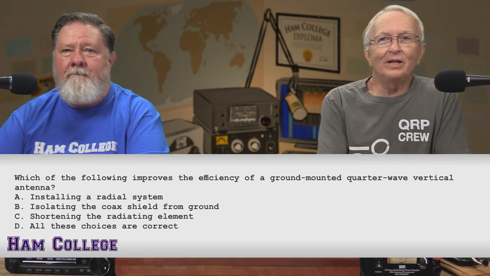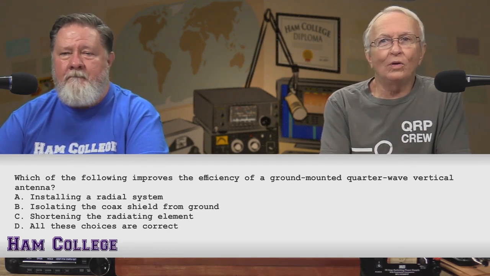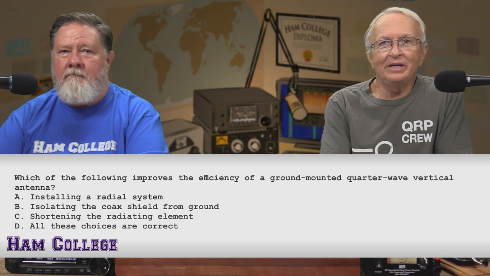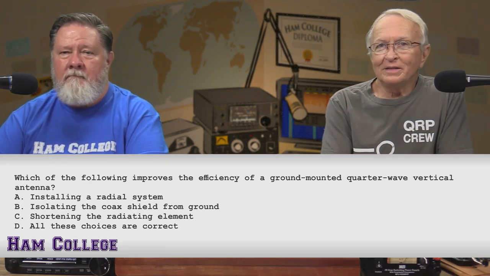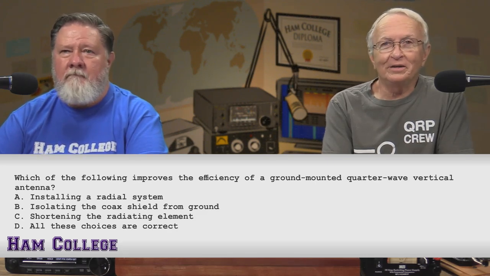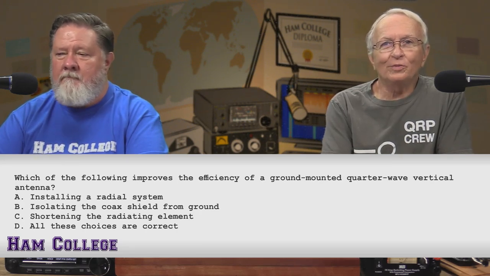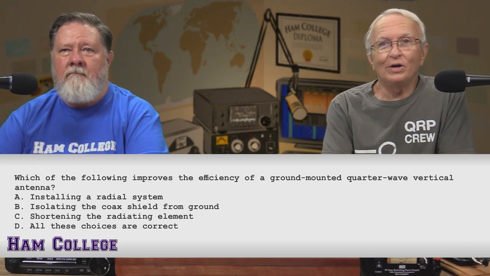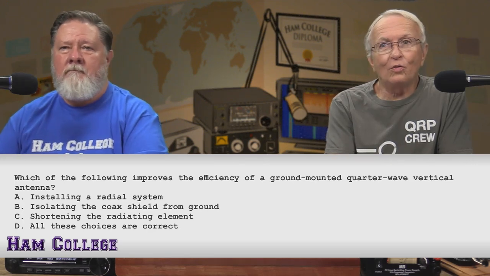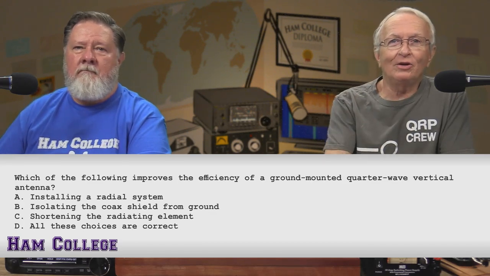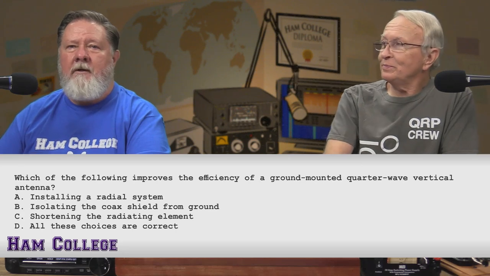Which of the following improves the efficiency of a ground-mounted quarter-wave vertical antenna? Well, it's not all these choices, so we can strike out D. Shortening the radiating element? If it's a quarter wave and you shorten it, that's not going to help anything. It's going to make it worse. Isolating the coax shield from ground? No, it would probably be good if your coax shield was at ground. If it's a ground-mounted quarter wave vertical antenna, you've got to have a radial system. So, A, install a radial system. You concur? I do concur.